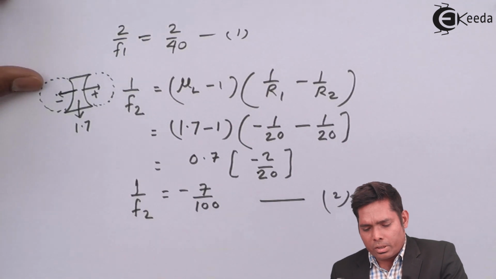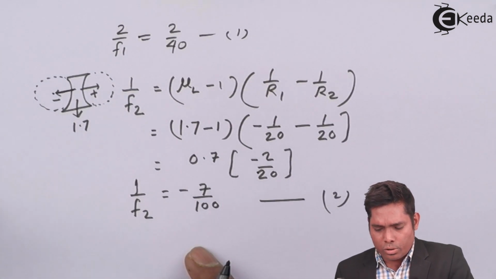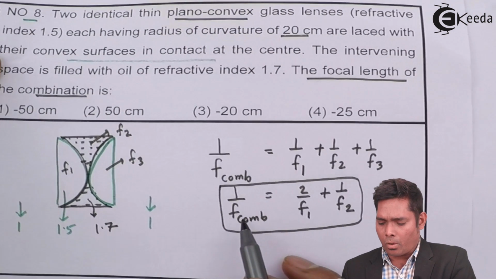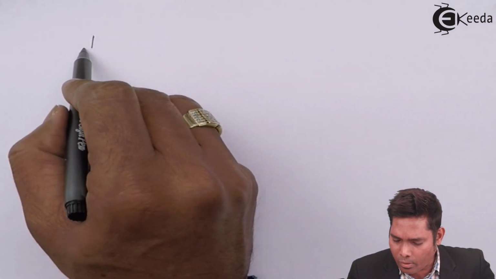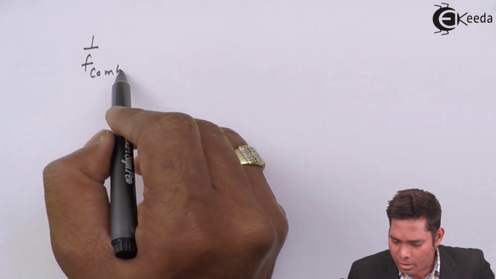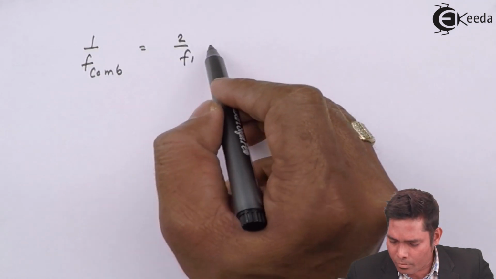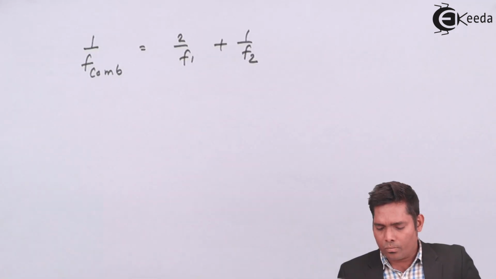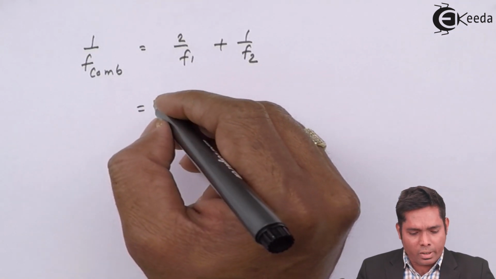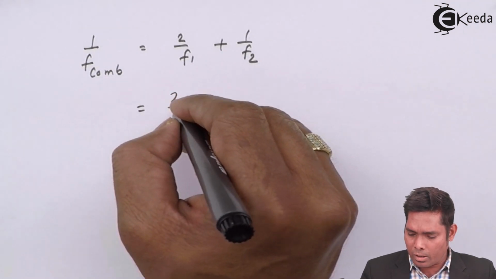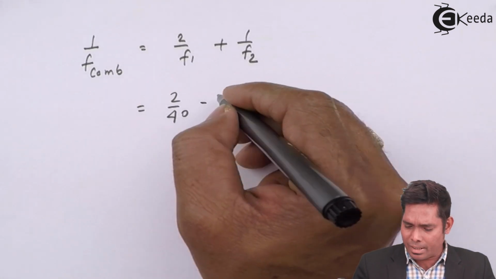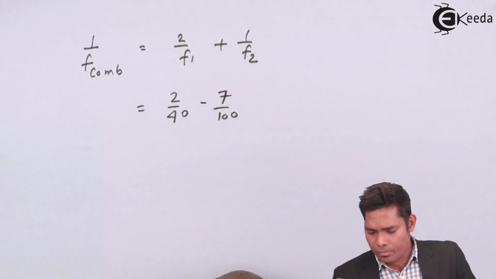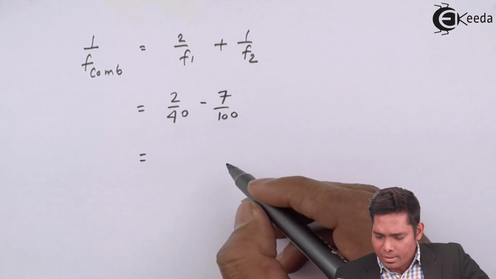Now after you have equation 1 and 2, I will just substitute the values in the original formula, that is 1 upon f of the combination is 2 upon f1 plus 1 upon f2. 2 over f1 we have already got, that is 2 divided by 40, and this one we are getting minus 7 divided by 100. So we have to solve this.